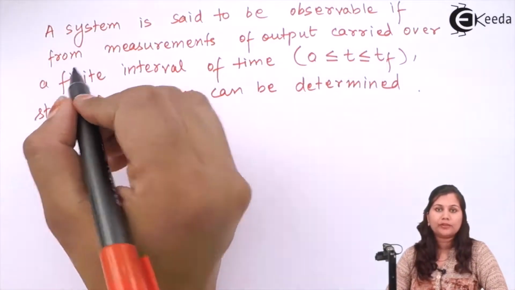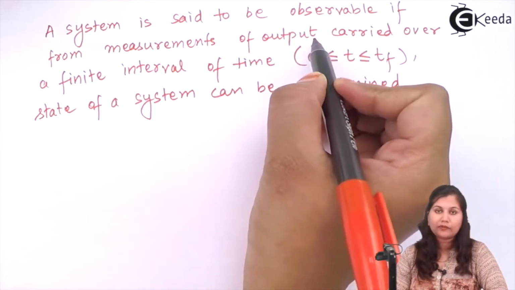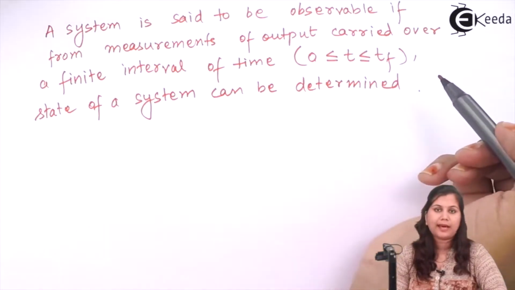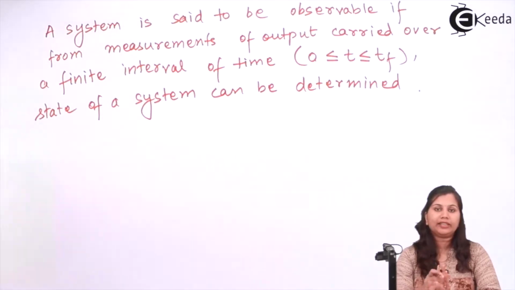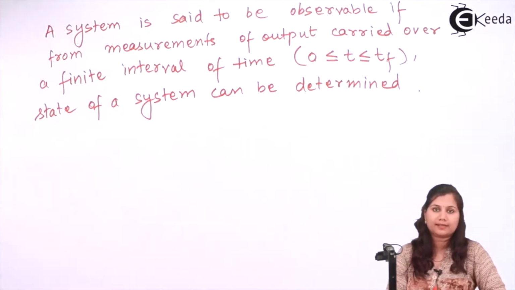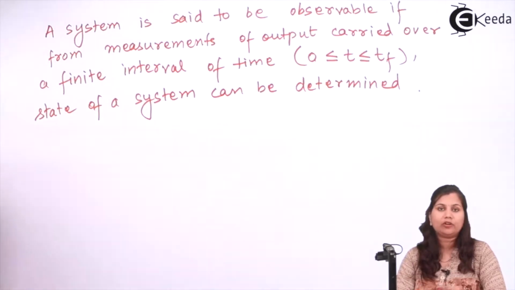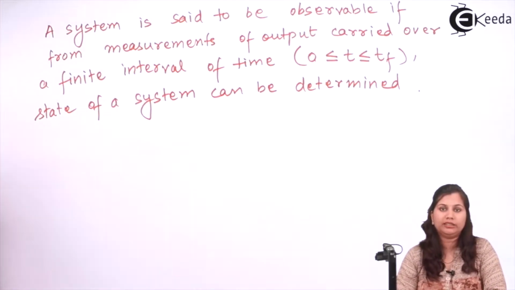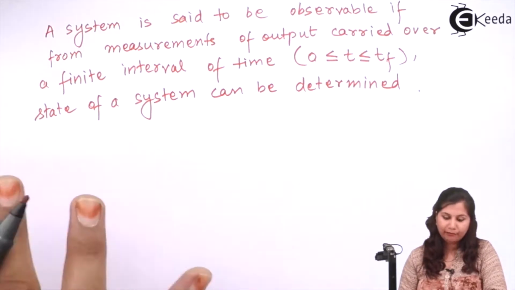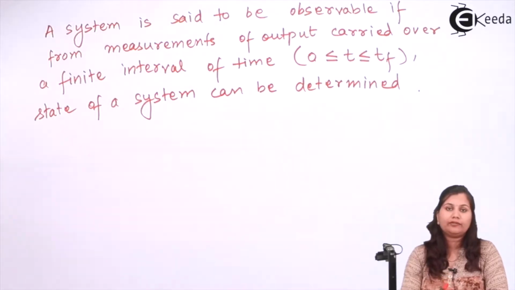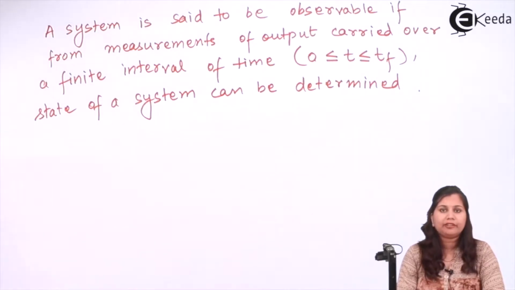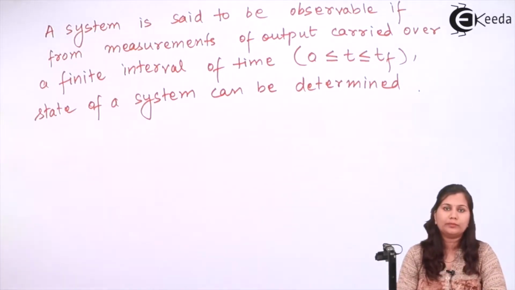So a system is said to be observable if from measurements of the output carried over a finite interval of time, the state of a system can be determined. That is, externally we can observe all the states of the system. If externally we can observe and measure all the states, then that system is said to be observable. If some of the states cannot be measured and observed externally, then it shows that some of the states are shielded from the observation or they cannot be measured. Okay, so these were the definitions of an observable and a controllable system.